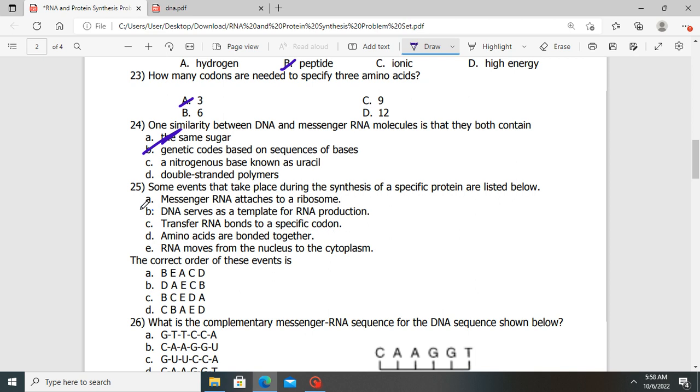So the first one is B, and the next one is E. So we have B, E. Then A, as we said earlier, the messenger RNA attaches to the ribosome. Then C, transfer RNA bonds to a specific codon. Then D, amino acids are held together by a peptide bond. So the answer for 25 is A. This gives the correct order of protein synthesis.